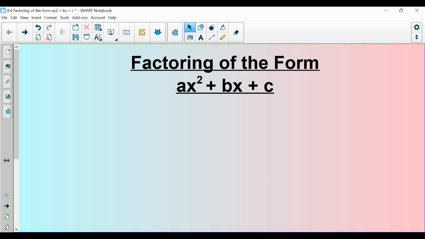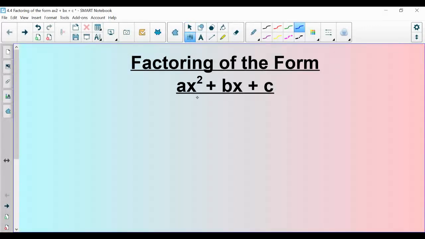Hello, Algebra 2 students. This is a riveting lecture on factoring of the form ax squared plus bx plus c. We are still factoring. The difference between factoring in section 4.4 and factoring in section 4.3 is going to be basically everything.